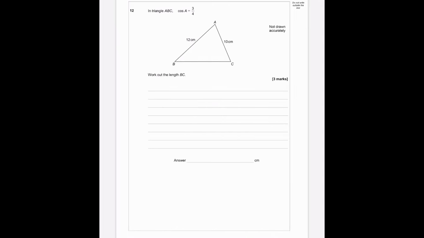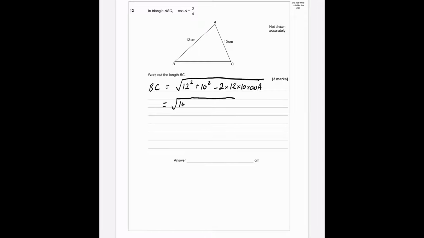Question 12. This is a cosine rule. a squared equals b squared plus c squared minus 2bc cos A. A and b are 12 and 10. Doesn't matter which way round you assign them. And so our BC in this case will be the square root of 12 squared plus 10 squared minus 2 times 12 times 10 times cos of A. It gives us cos of A as being 3/4 in the question, so we can replace cos A with 3/4.